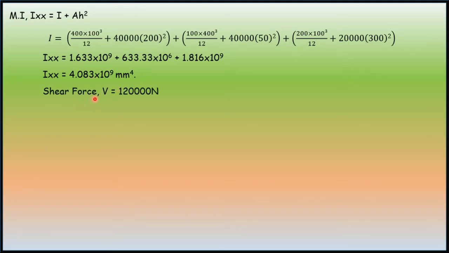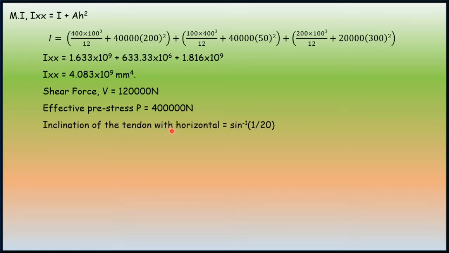4.083 × 10⁻⁹ m⁴. Shear force V is equal to the given shear force, 120,000 newtons. Effective pressure of the tendon P is given as 4 lakhs, that is 400 kilonewtons. Inclination of the tendon with horizontal is sine inverse of 1/20. So from this sine inverse of 1/20 we can take sine theta and cos theta.